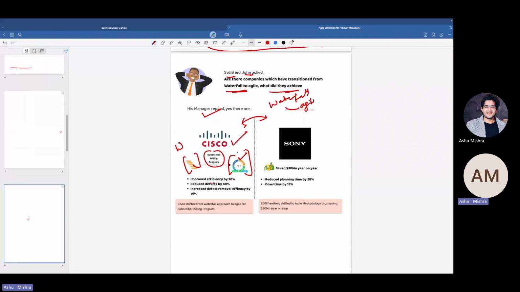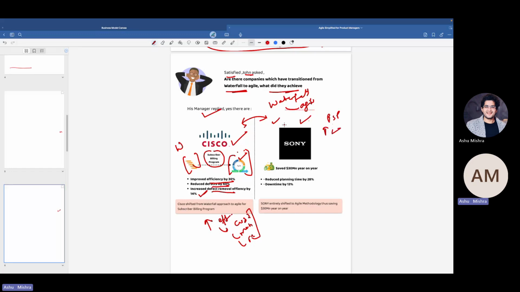Now, what happens essentially? The efficiency improved by 30%, the defects reduced by 40%, and the defect removal efficiency increased by 14%. So, all in all, this was a very efficient program in terms of cost saving, manpower, resources, etc. Now, the second company that we are talking about is Sony, one which has PSP in place, right, and is very famous in terms of its audio, the motion pictures, etc.